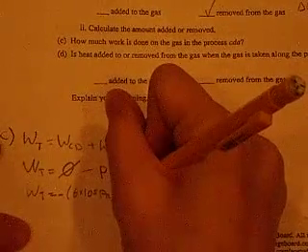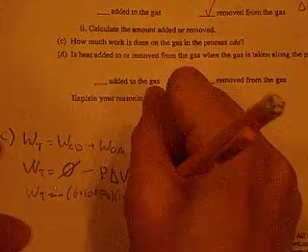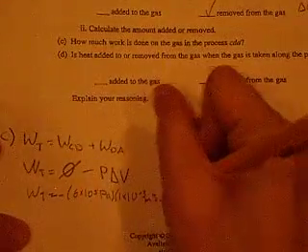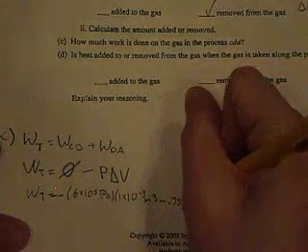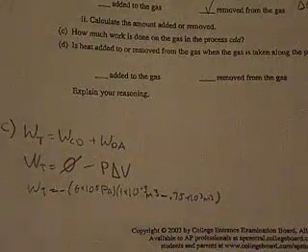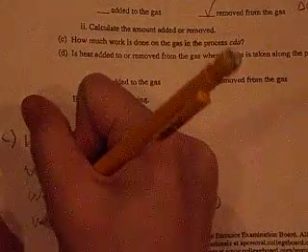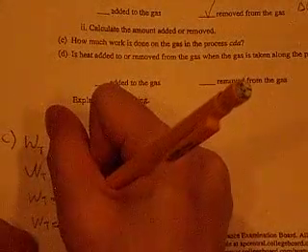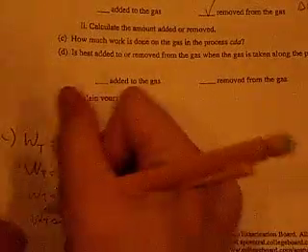It was initially at 1 times 10 to the negative 3rd meters cubed, and then it goes to 0.75 times 10 to the negative 3rd meters cubed. So we're going to subtract those two values, and then get the total work to equal negative 150 joules.